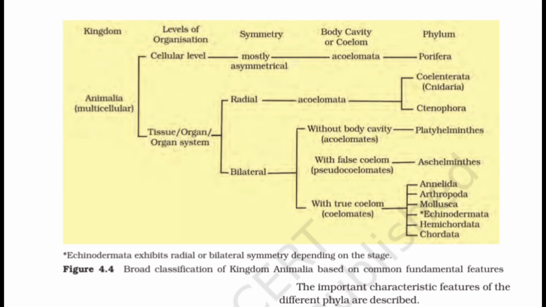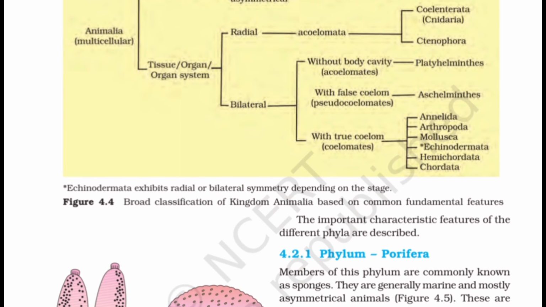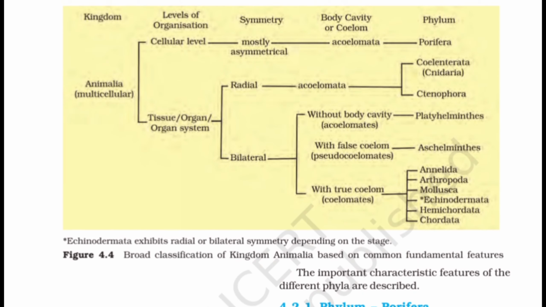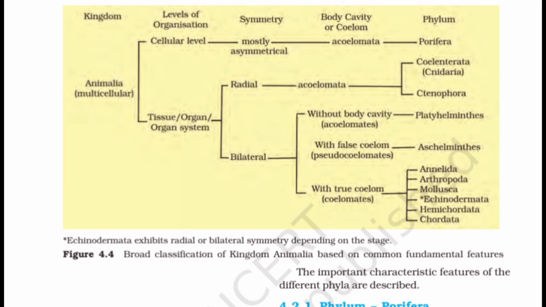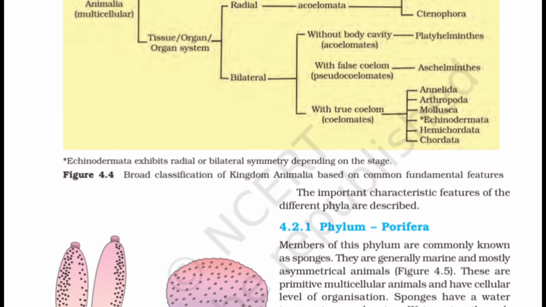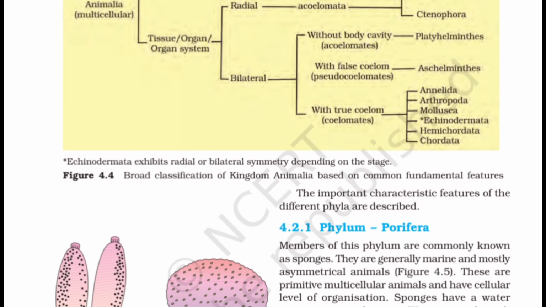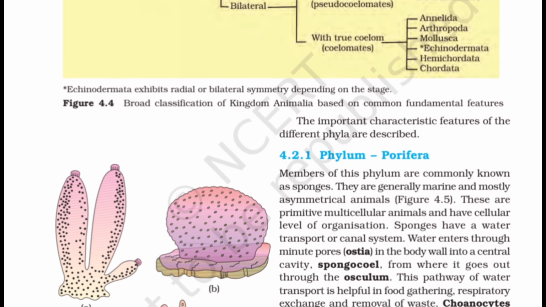Echinodermata exhibit radial or bilateral symmetry depending on the stage. Radial symmetry is shown by the adult echinoderms and the bilateral symmetry is shown by the larval echinoderms. Here in the figure we can see the broad classification of kingdom Animalia based on the common fundamental features. The important characteristic features of the different phyla are described.